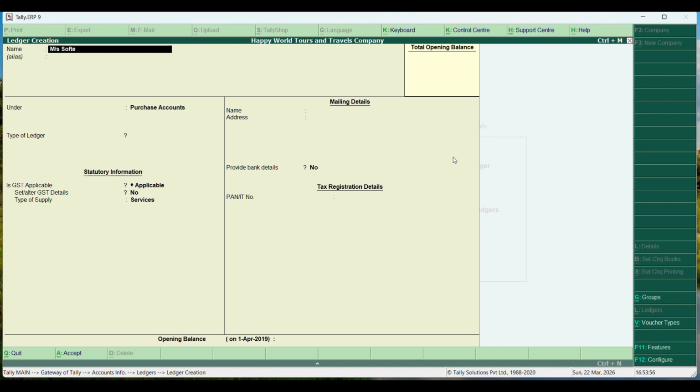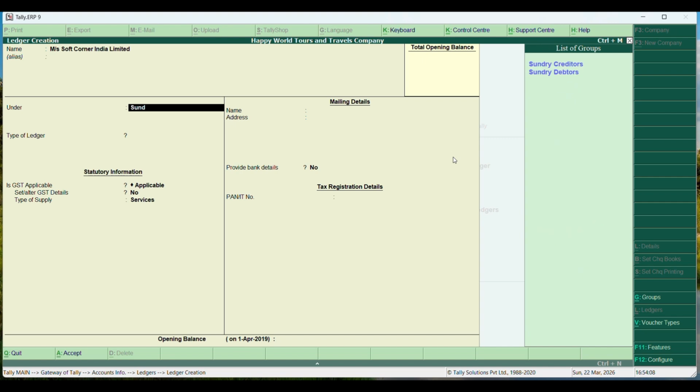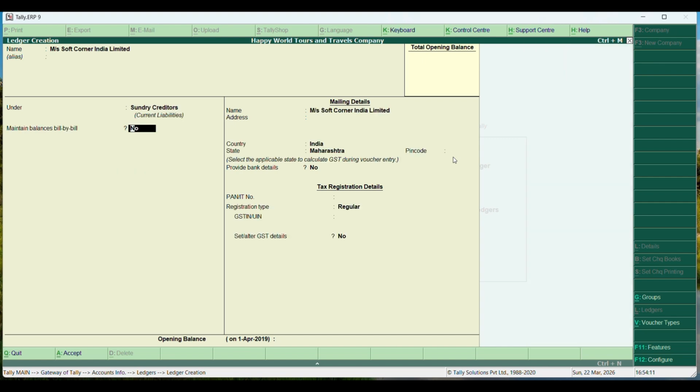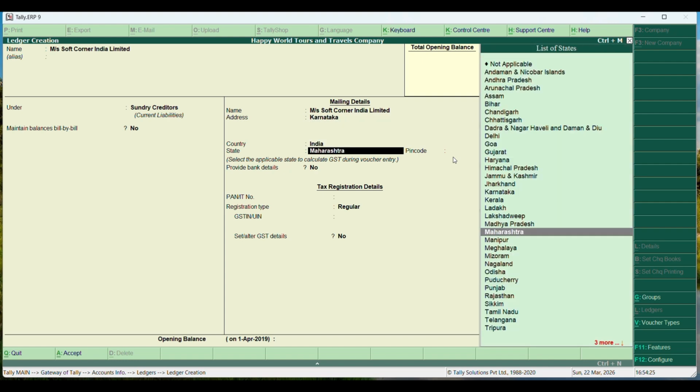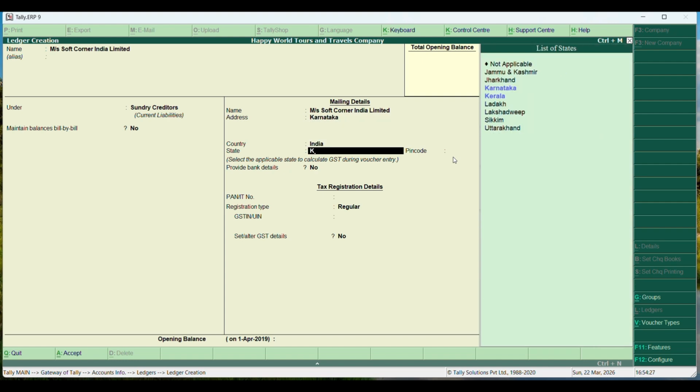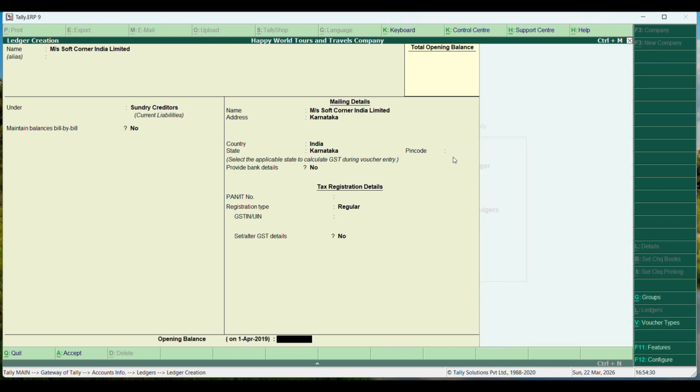So now next will be MS Soft Corner India Limited. This will be sundry creditors because we are purchasing the service, and the state is obviously Karnataka, very important. You have to mention which state the company belongs to when it is interstate GST. Karnataka. So this all remains the same.